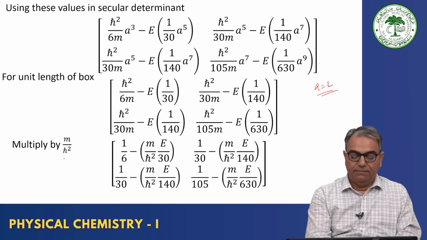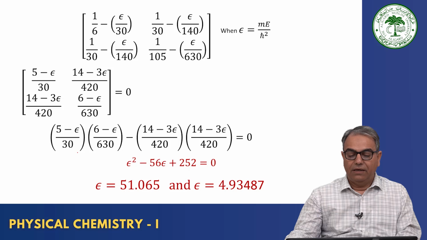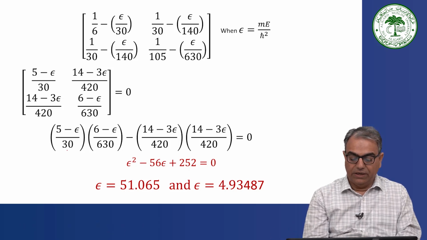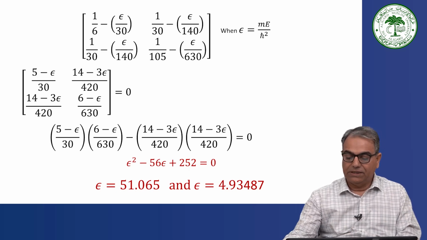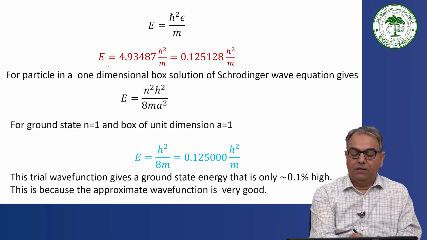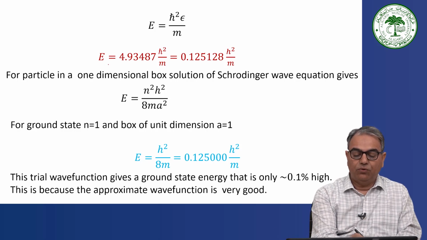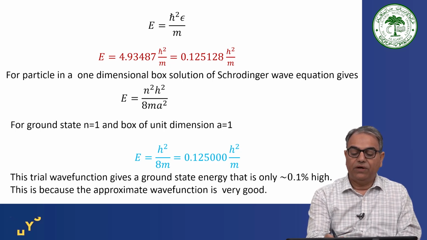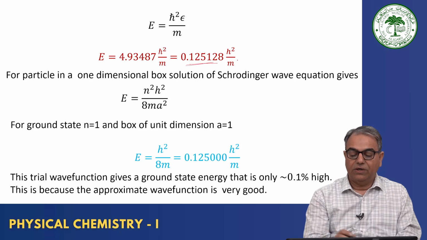Multiplying by m by h cross square will give you this one, and from this you can calculate the energy value. Finally, what do you get? You get this energy value. I have written epsilon, but it's actually the energy value. It comes out to be this one. The actual value comes out to be 4.93487 h cross square divided by m, or 0.125128 h square divided by m. What is the actual energy? The actual energy is 0.125 h square divided by m.